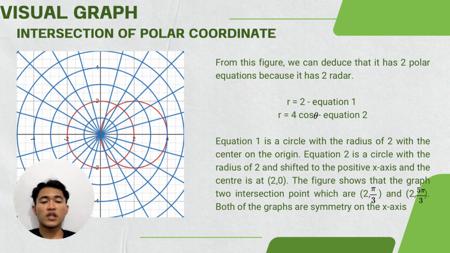The figures show that the graph has two intersections, that is (2, pi over 3) and (2, 5 pi over 3). Okay, both graphs have symmetry on the x-axis, as you can see from the graph, because on the positive y-axis and the negative y-axis, the shape of the graph is similar.